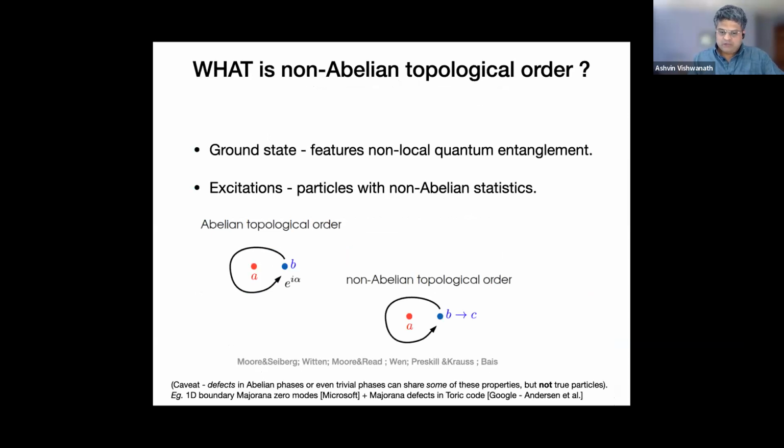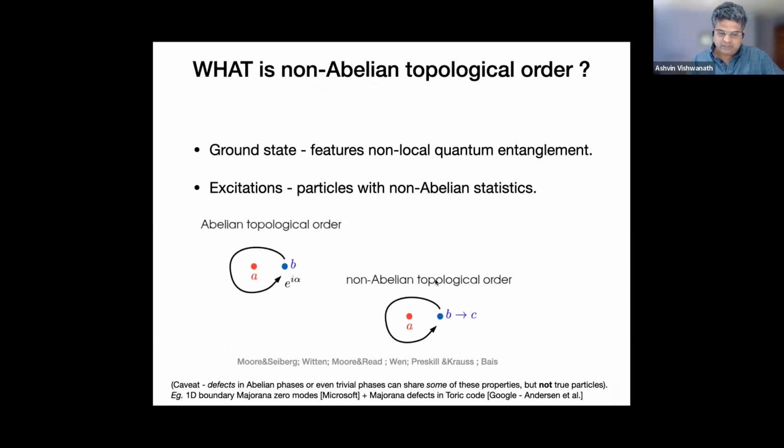Okay, so what is non-Abelian topological order? I mean, one way to think about it, of course, is if you have such a phase of matter, it has a very subtle kind of ground state quantum entanglement, a non-local quantum entanglement, which can be precisely characterized. Another way in which people often like to characterize it is in terms of its excitations, which have non-Abelian statistics.